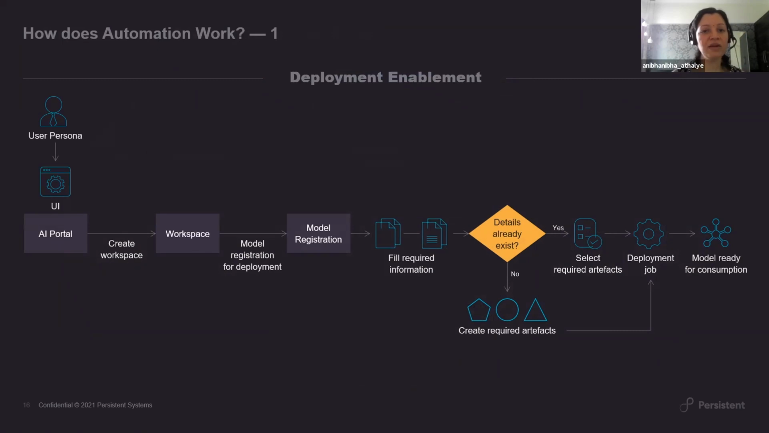This is how, traditionally, is one of the ways that this happens. You have a user persona. This can be a data scientist who logs into typically a UI or an AI portal. This AI portal is enabled by the industry or the team that is working towards this model. You create your own workspace. This is very similar to how you would log in and create a workspace on any of the machine learning tools that you're using, and then you go ahead and do a model registration.